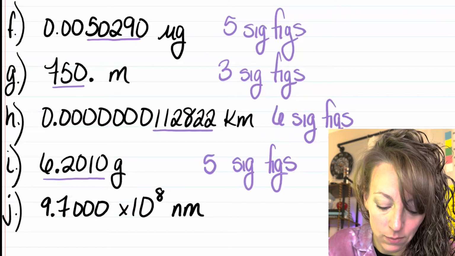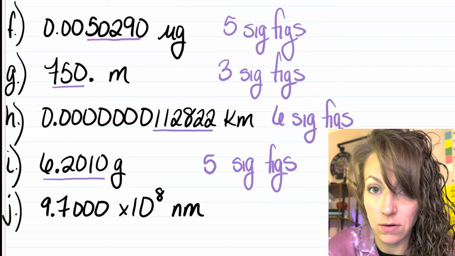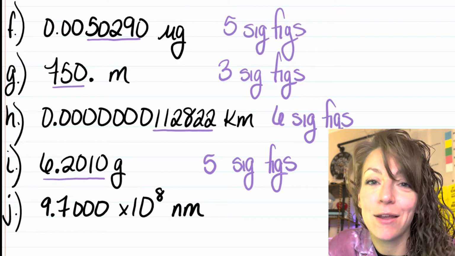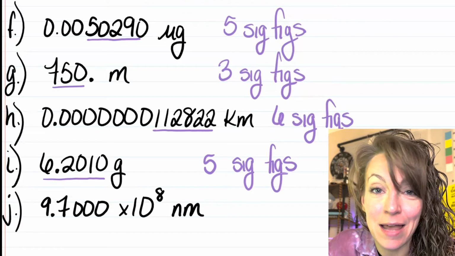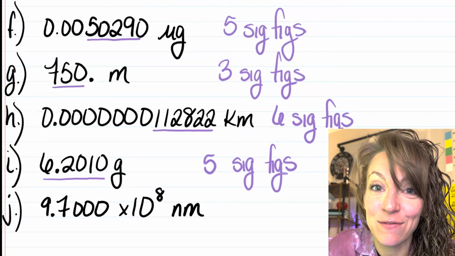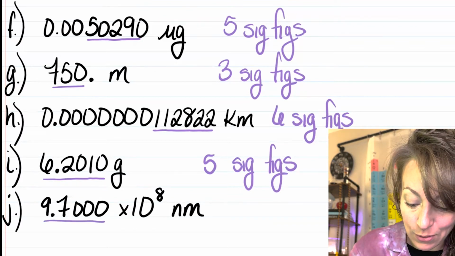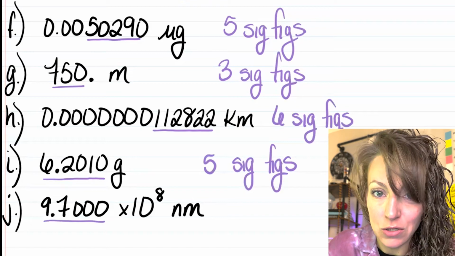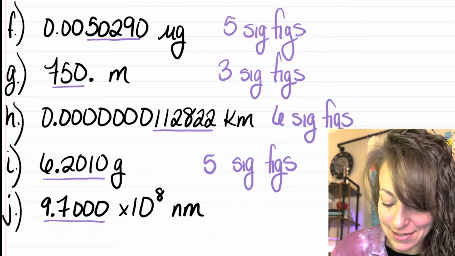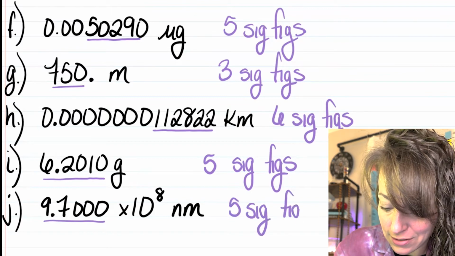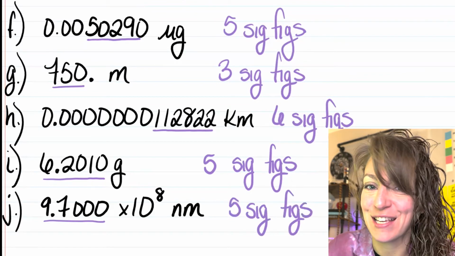Finally, in letter J, we have 9.7000 times 10 to the 8th nanometers. Now again, we're going to ignore the times 10 to part in that scientific notation. So the numbers out in front are what we're going to count. So we've got 1, 2, 3, 4, 5 sig figs. Those trailing zeros are significant because there is a decimal in this number.